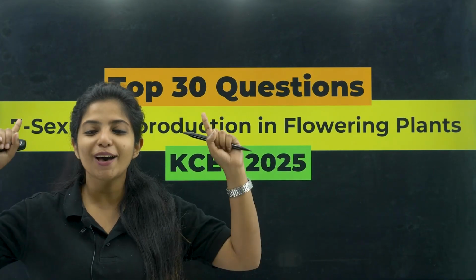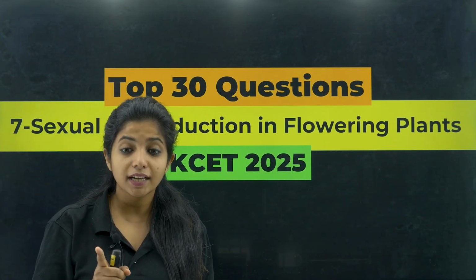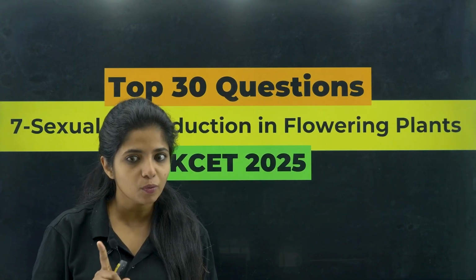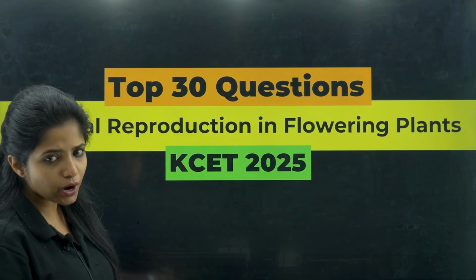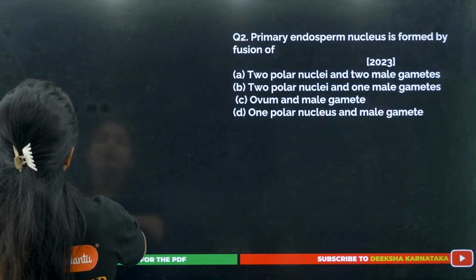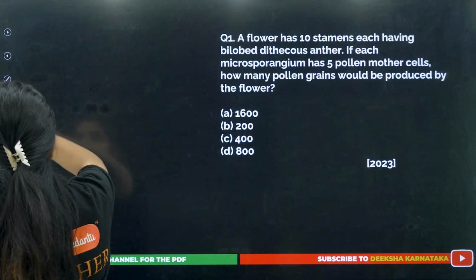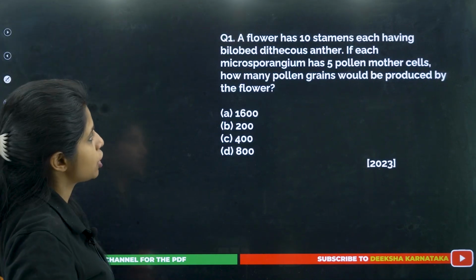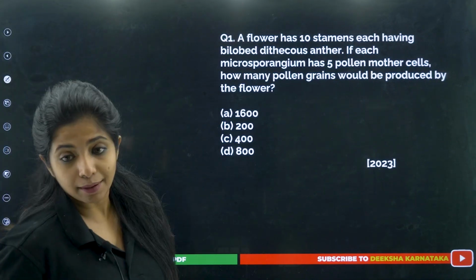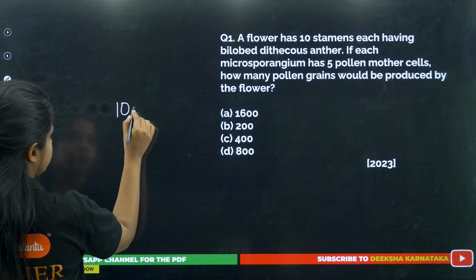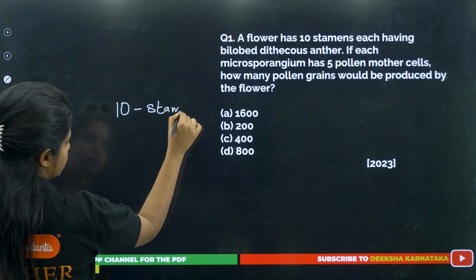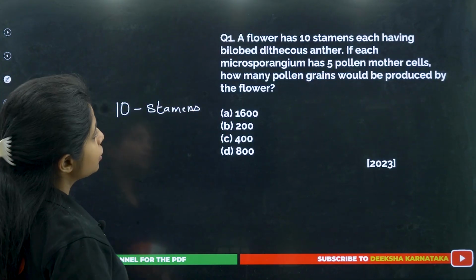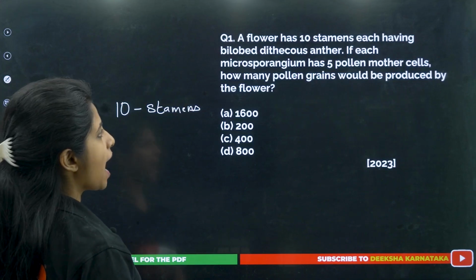What's the rule? You have to pause the video, try to find the answer by yourself, and then only listen to my explanation, or else we are not actually checking our preparation. Right? So the first question that we are having over here is: a flower has 10 stamens, each having bilobed dithecous anther.